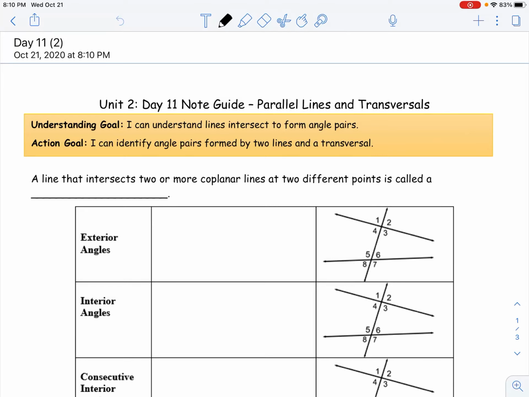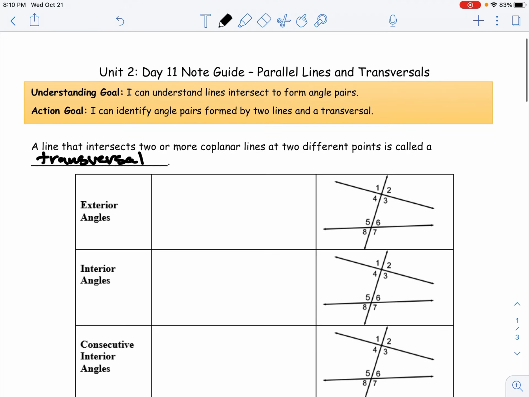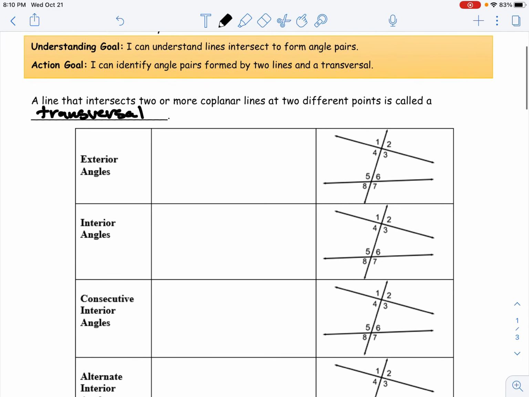In this video, we are going to talk about parallel lines and transversals. A line that intersects two or more coplanar lines at two different points is called a transversal. Basically, what a transversal would be is this line right here. It's a line that's intersecting more than one other line. And we're going to get into more detail about what that means, but today we are just naming them.